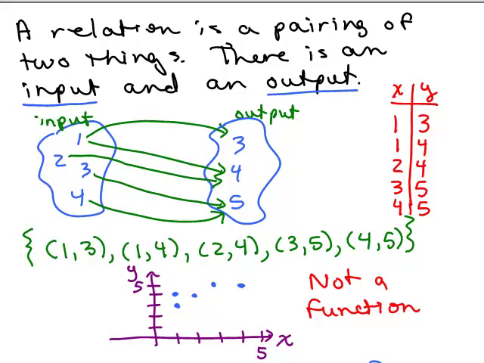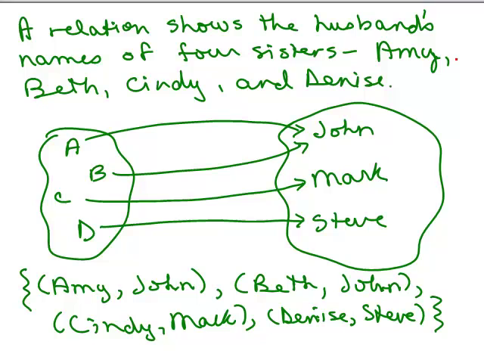This is another relation we did where we named the husbands of certain people, Amy, Beth, Cindy, and Denise, and I used the abbreviations A, B, C, D. So notice A goes to John. In other words, John's the image of A, which means John is the husband of Amy. And then Beth also has John. Now, this may or may not be particularly the same John. I just said the names. C goes to Mark. D goes to Steve. So for each input, there's really only one output. In other words, we don't say that Amy is married to two different people, for instance. Okay? So this is a function.